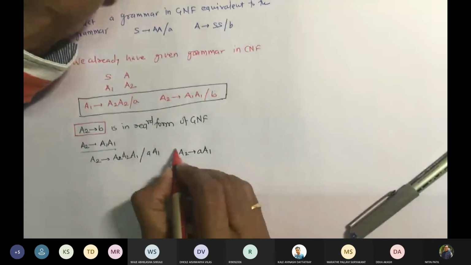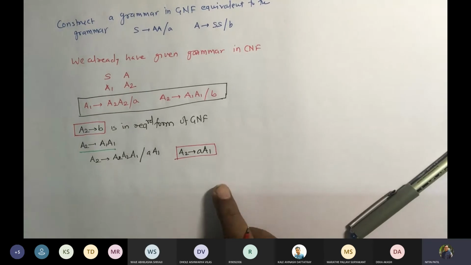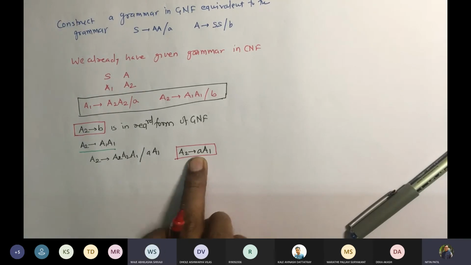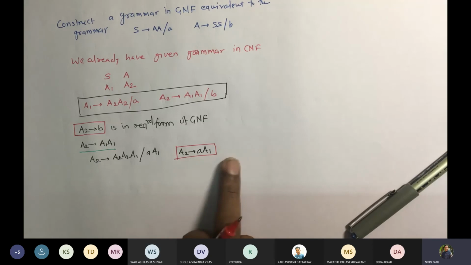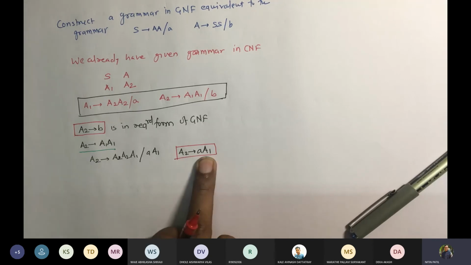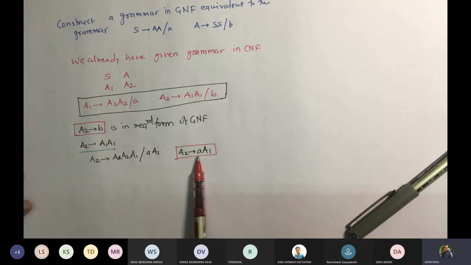Correct? Is this in required form of GNF? Yes. How? A terminal and non-terminal, or maybe more than one non-terminal, correct? So we have one non-terminal, so this is in required form. Fine. Now we have totally how many productions for A2? A2 gives B, A2 gives A1, and A2 gives A2, A1.